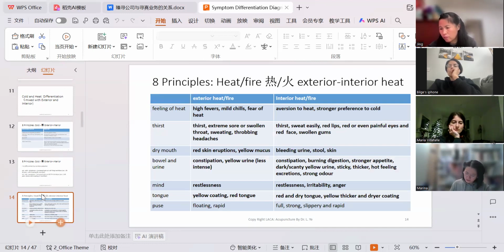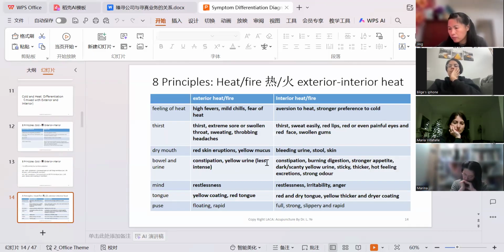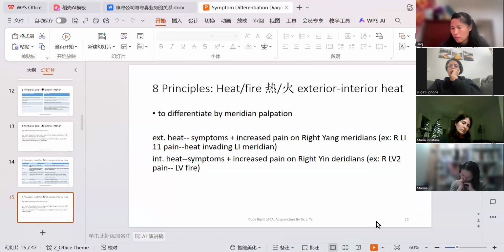So here's the heat symptoms, external heat, right? Exterior means there's all of a sudden onset and all that, and the internal heat is much stronger. So with the symptoms, if you still sometimes have difficulty, then you look at the meridians. So external heat, usually symptoms plus increased pain on right yang meridians. For example, large intestine 11 on the right is more painful, and that is heat invading the large intestine meridian.